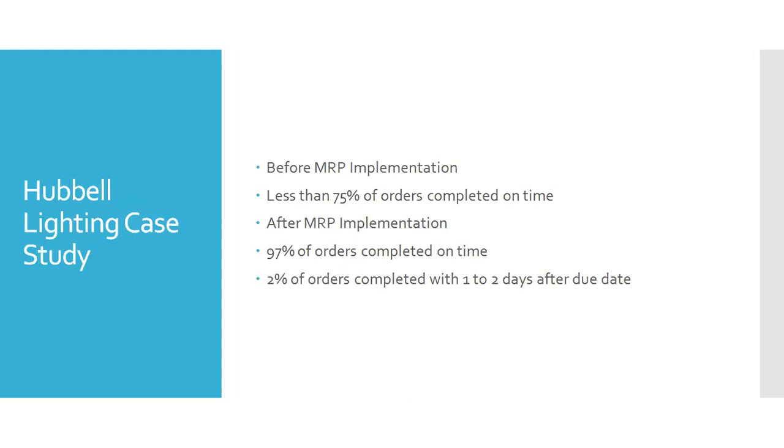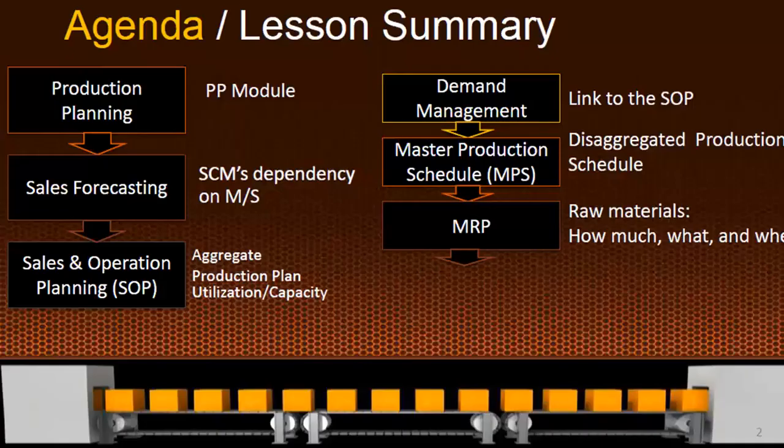I told you the case study about Hubble's lighting case, where before MRP, less than 75% of the orders were completed on time. After the implementation of MRP, 97% of the orders are completed on time. So you can see the difference from 75 to 97% before MRP and after the implementation of MRP. And 2% of the orders are completed within 1 or 2 days after the due date.